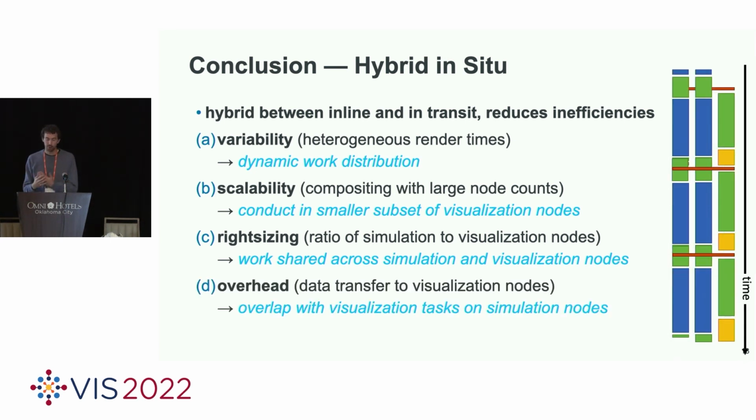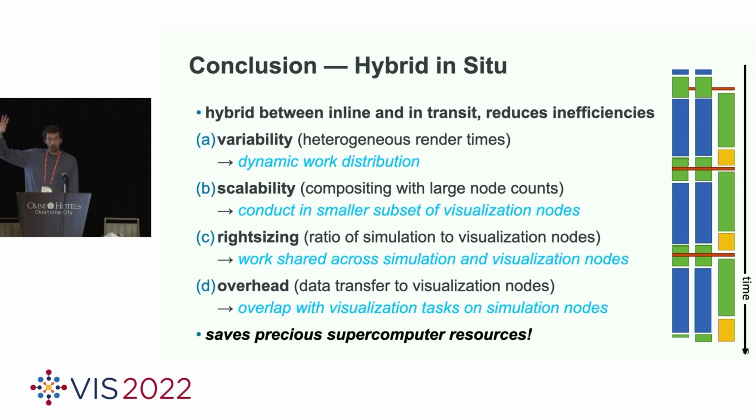Finally, the overhead of transferring data from simulation to visualization nodes can be hidden by overlapping it with visualization work on the simulation nodes. In sum, addressing all those 4 inefficiencies allows us to save precious supercomputing resources.